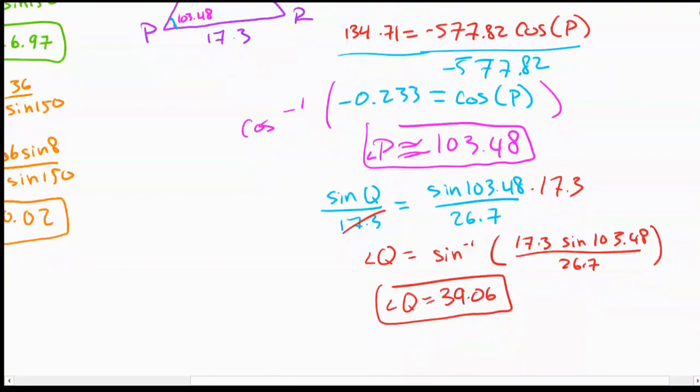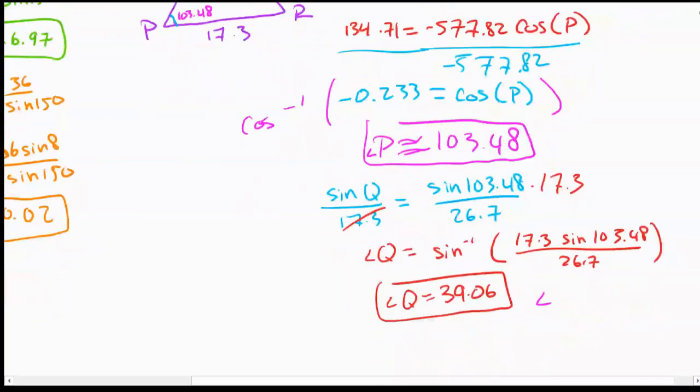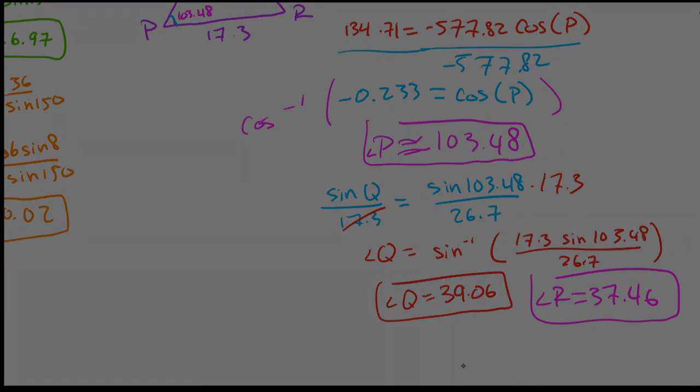And now my last one, because I have these two angles, I'm going to go ahead and just subtract them from 180. So 180 minus 103.48 minus 39.06. And then my final angle, I think it was angle R, yeah. Angle R is equal to about 37.46. So there are all of my angles, and now I have my second triangle solved.